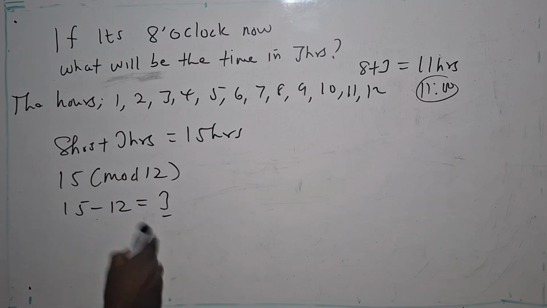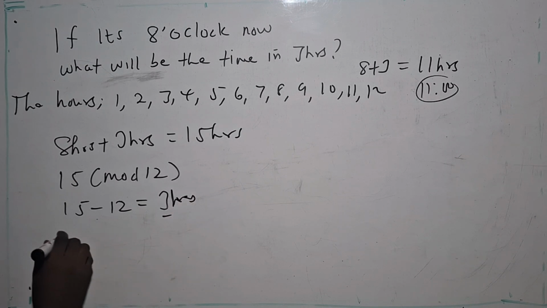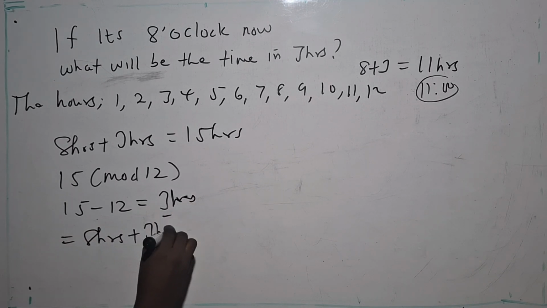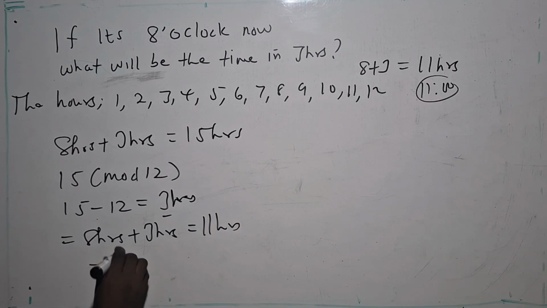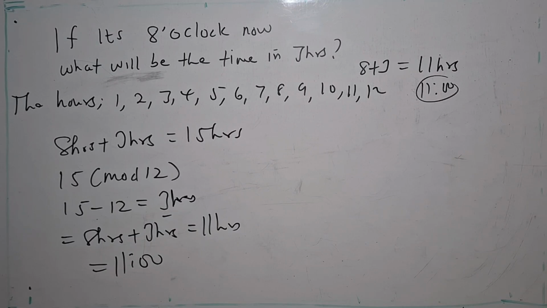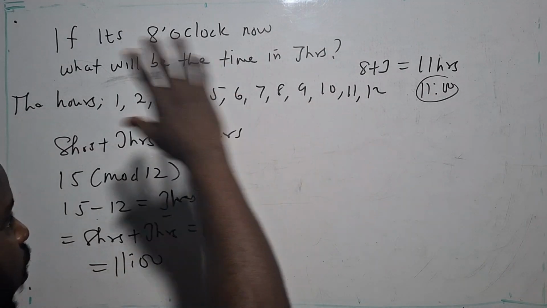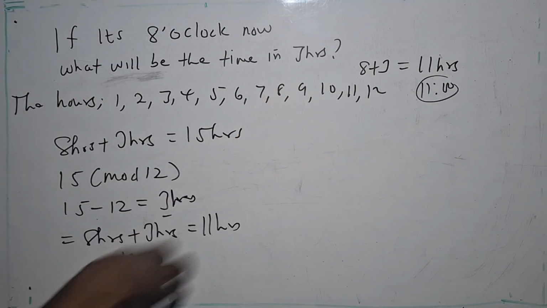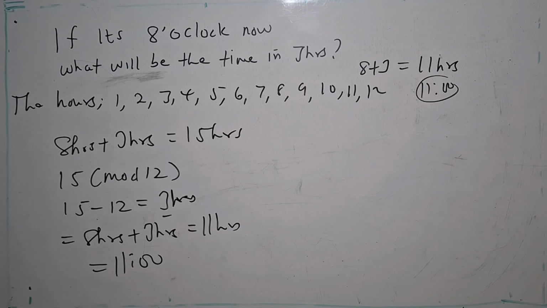So this 3 that we have gotten, we are going to add it to the 8. So we have the 8 hours plus the 3 hours, which is going to be 11 hours, which gives us 11 o'clock. So this is how we apply modulo in calculating for time. Our guide should be the 12-hour clock. If it is the days of the week, how many days do we have in a week? 7. When I get there, I'm going to explain that.